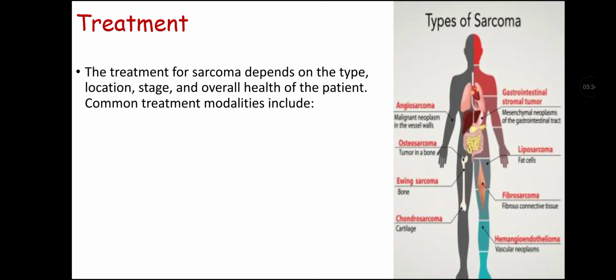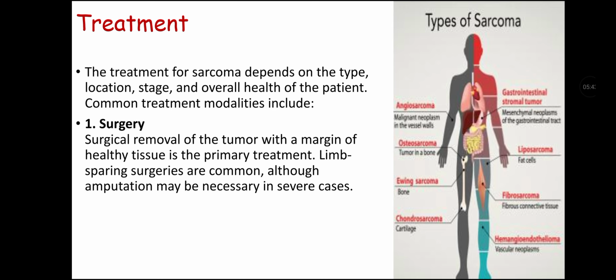Treatment of sarcomas. The treatment for sarcoma depends on the type, location, stage, and overall health of the patient. Common treatment modalities include surgery, that is, surgical removal of the tumor with margins of healthy tissue, as the primary treatment. Limb-sparing surgeries are common, although amputation may be necessary in several cases.